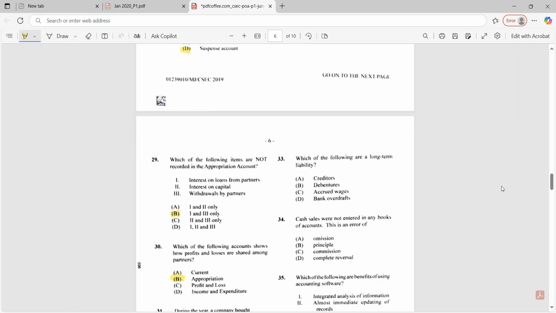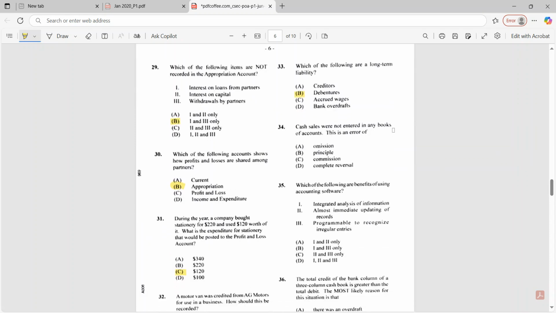Number 33. Which of the following are long-term liabilities? Is it creditors, debentures, accrued wages, or bank overdrafts? We know that creditors, accrued wages, and bank overdrafts are current liabilities, so debentures is a long-term liability.